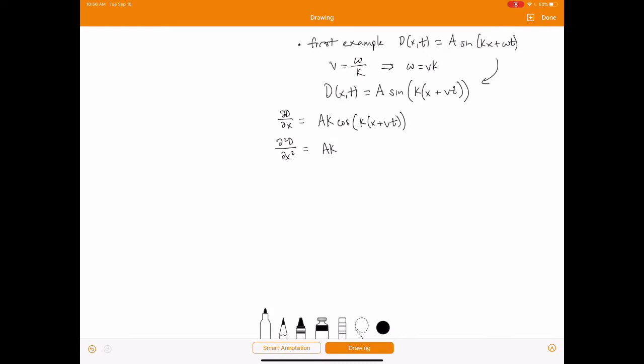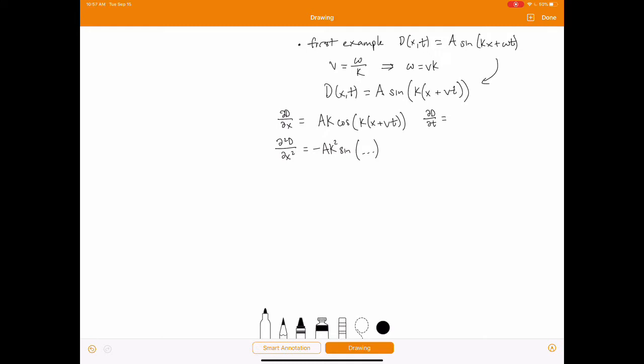When I take the derivative of cosine, what I get is negative sine. I'm just going to put dot, dot, dot because we know what's inside the sine function. But again, I pull out another factor of k because I have to take the derivative of what's inside. So instead of k, we have k squared out front. That's the second derivative with respect to position. Now, if I take the derivative with respect to time, here's what I'll get.